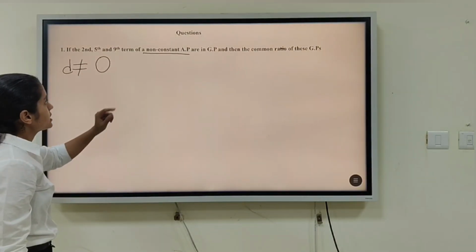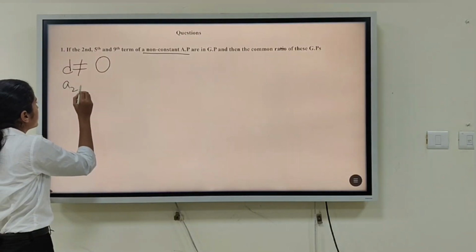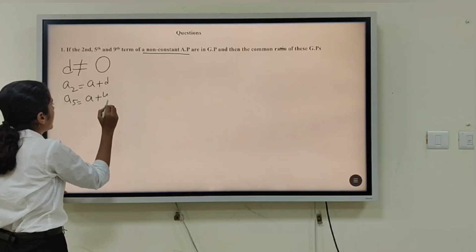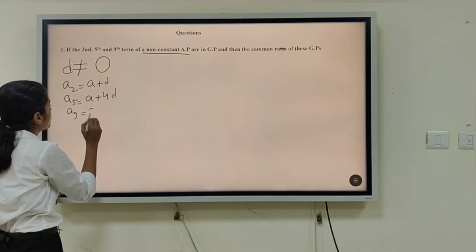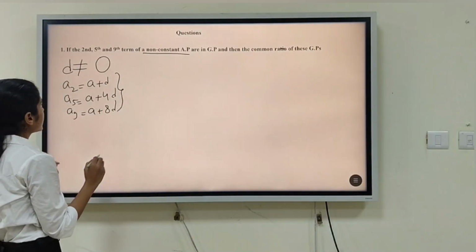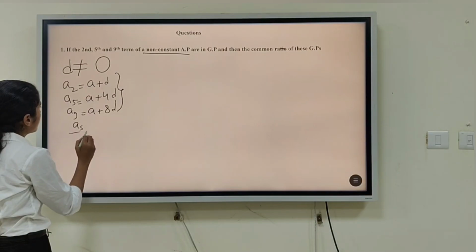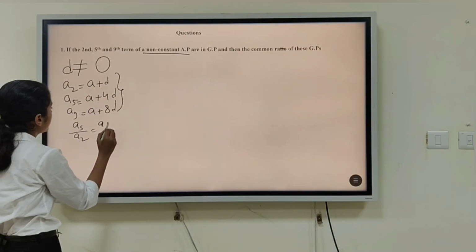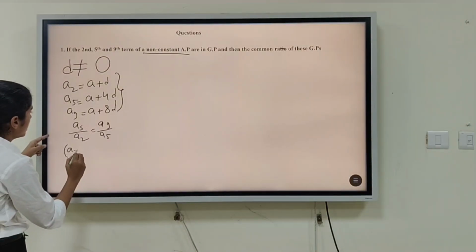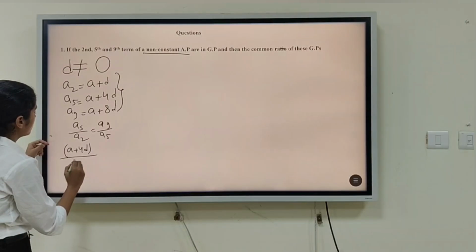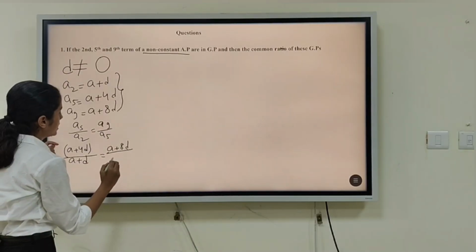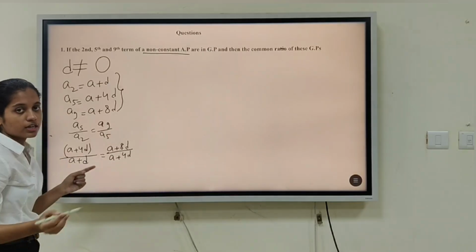And the second, fifth and ninth terms of the AP: the second term will be equal to a plus d, the fifth term a plus 4d, and the ninth term will be equal to a plus 8d. These terms are in GP. So, by the definition of GP, a5 upon a2 will be equal to a9 upon a5. So basically we can write (a plus 4d) upon (a plus d) is equal to (a plus 8d) upon (a plus 4d). Now, we will solve this.